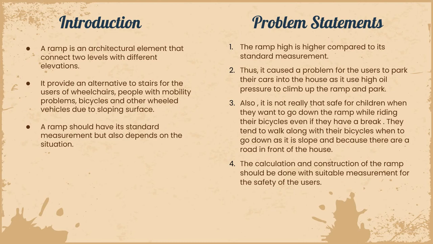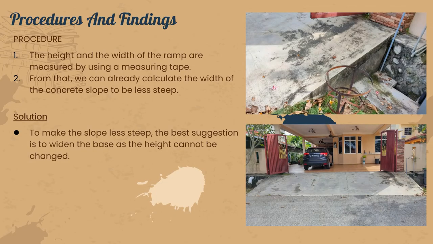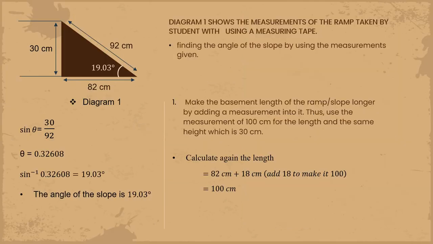So the calculation of the ramp should be done with suitable measurement. The procedure is the height and the width of the ramp are measured by using a measuring tape. From that, we can already calculate the width of the concrete slope. So the solution is to widen the base of the ramp as the height cannot be changed.